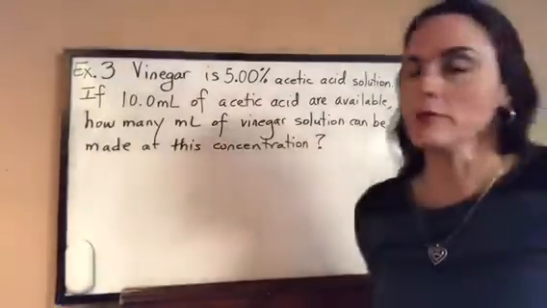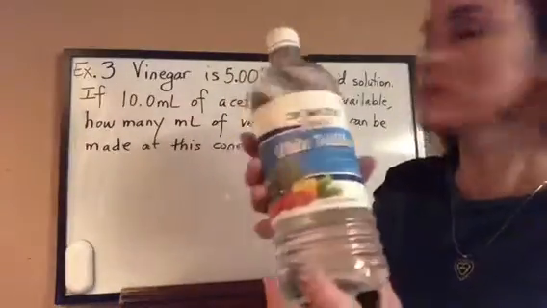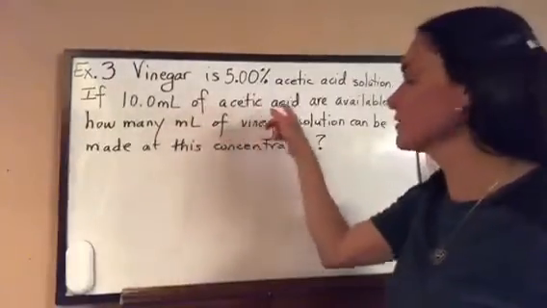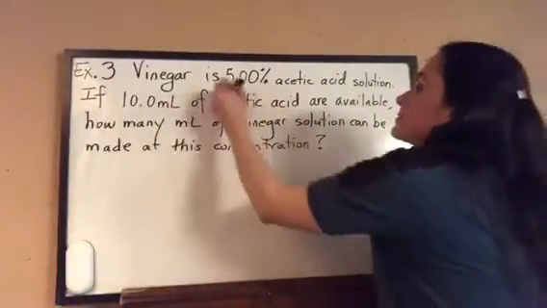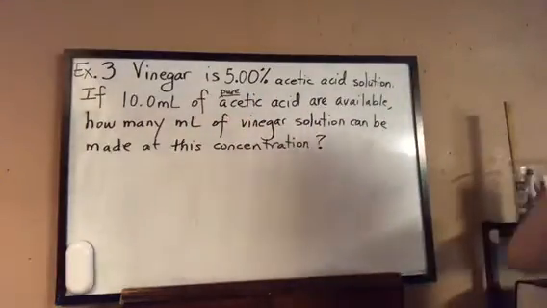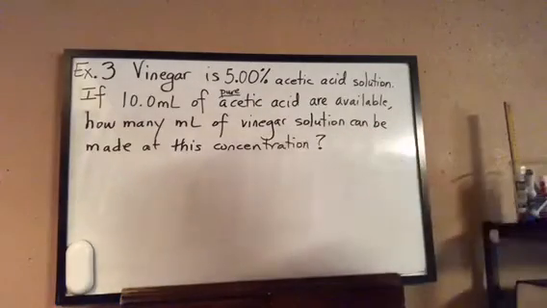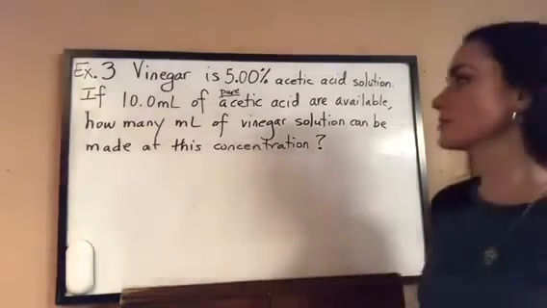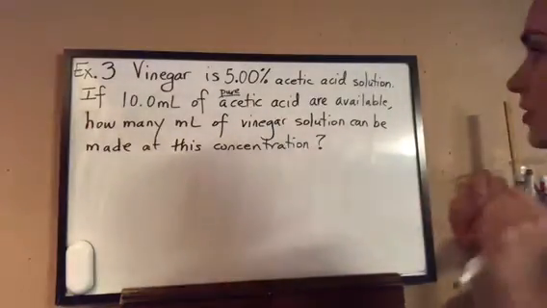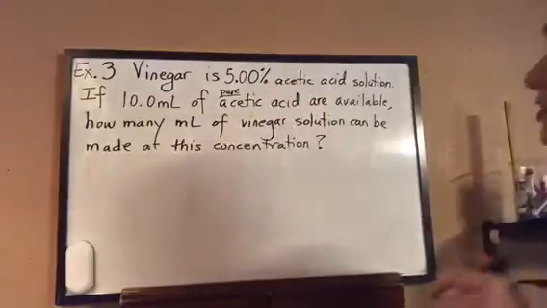Let's do another problem. Vinegar is a 5% acetic acid solution. If 10 milliliters of pure acetic acid are available, how many milliliters of a vinegar solution can be made at this concentration? So we have 10 milliliters of the solute, and we want to make a 5% vinegar solution.